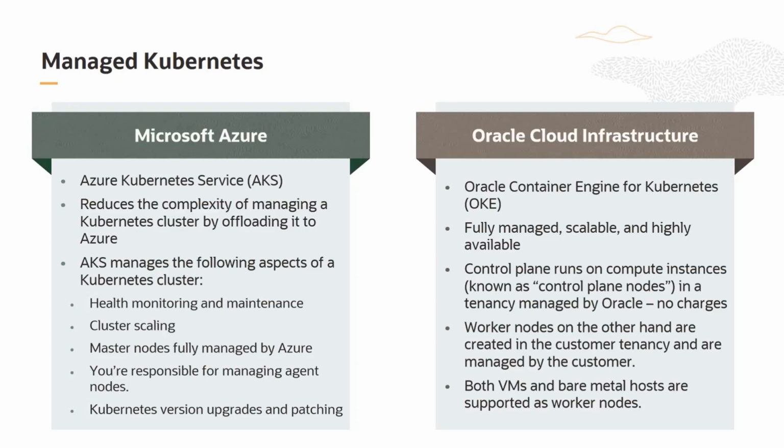Any Kubernetes cluster is made up of control plane components, which manage the cluster, and the worker nodes, which provide compute resources to run the workload. With OKE, the control plane is deployed in a highly available manner and runs on compute instances, also known as control plane nodes, in a tenancy that is managed by Oracle. Worker nodes, on the other hand, are created in the customer tenancy and are managed by the customer. Both virtual machines as well as bare metal hosts are supported as worker nodes.